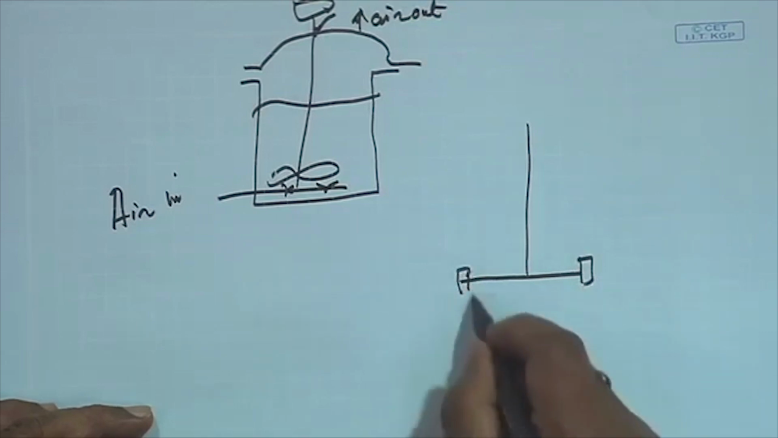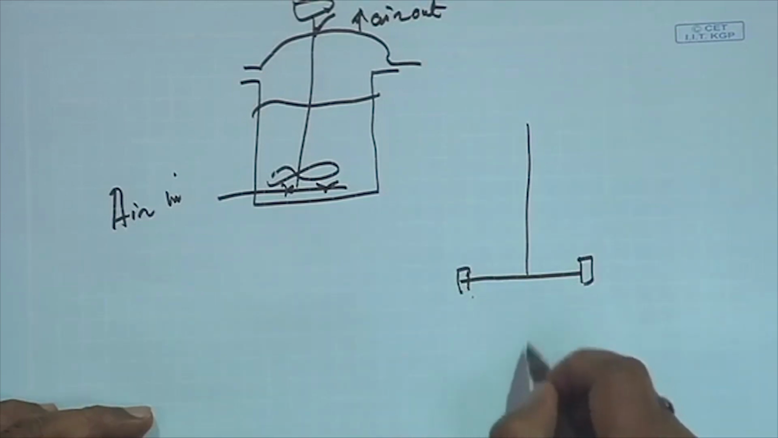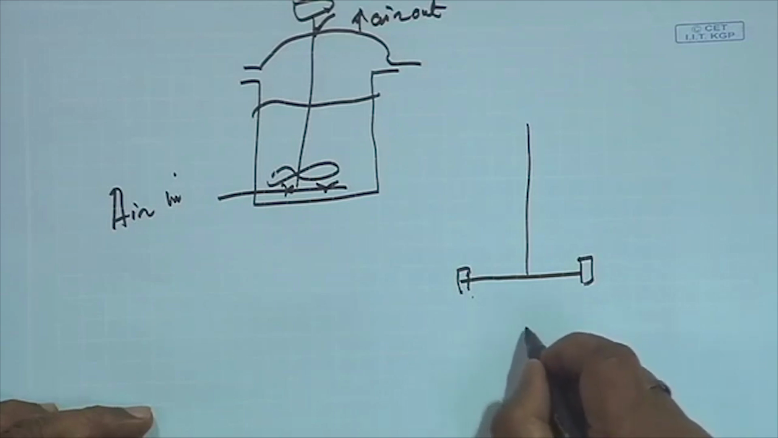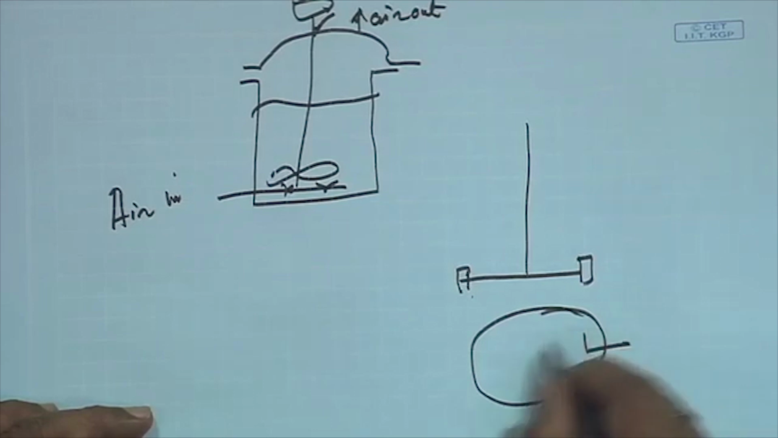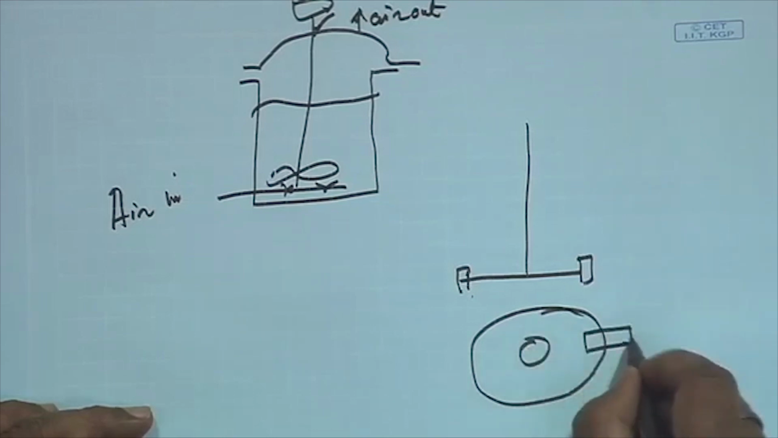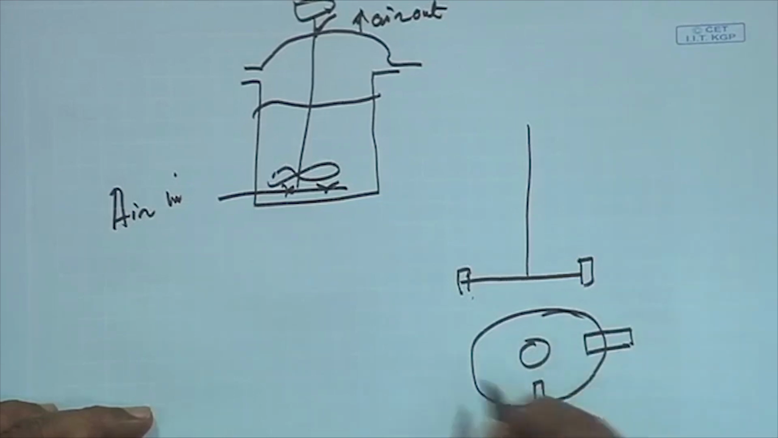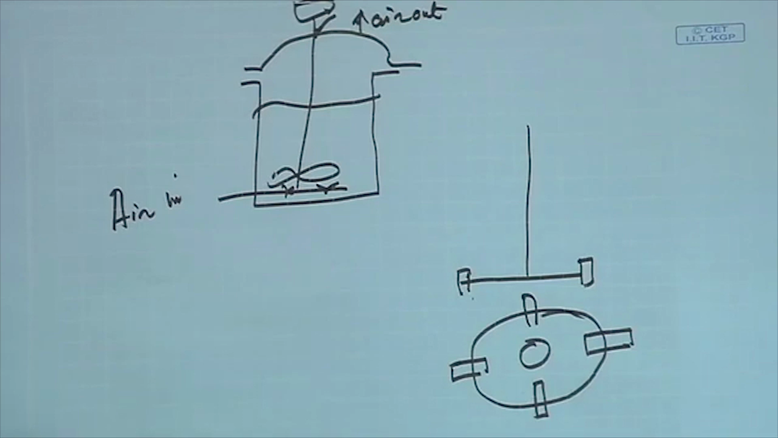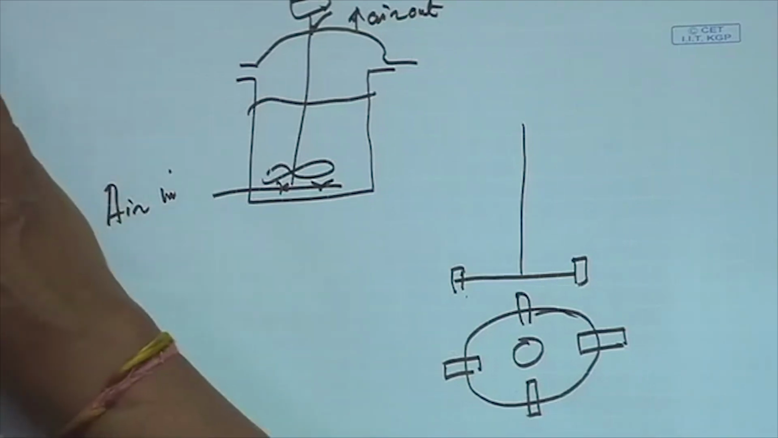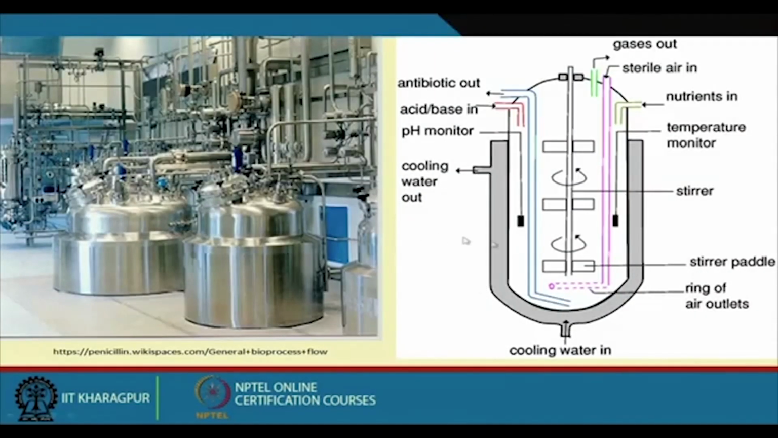And if you take the top view or bottom view, it is like this. In the disc, this is the center point, and the blades are mounted like this. So this is rotated like this, and this is called the impeller. And this is the fermenter, and this is how the impellers look.